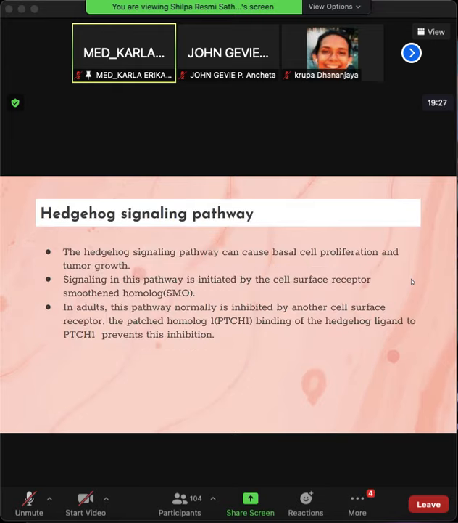Next, please. So, moving on to the Hedgehog signaling pathway, the Hedgehog signaling pathway can cause basal cell proliferation and tumor growth. Signaling in this pathway is initiated by the cell surface receptor smoothened, which is the SMO. In adults, this pathway normally is inhibited by another cell surface receptor, the patched homologue 1, PTCH1. Binding of the Hedgehog ligand to PTCH1 prevents this inhibition.